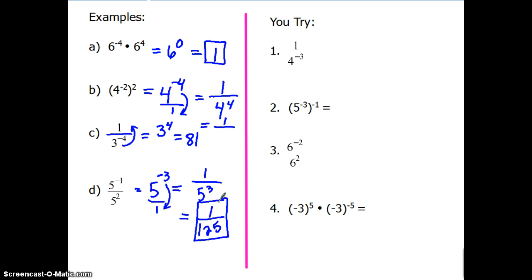Alright, so you try these next 4 examples, 1, 2, 3, and 4, darkening a couple of the fraction bars so you can see them. Try those, and we're going to pause the video, and then we'll take a look at the answers and see how you did.